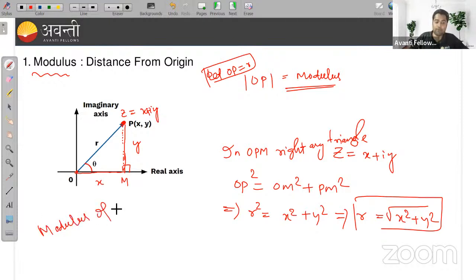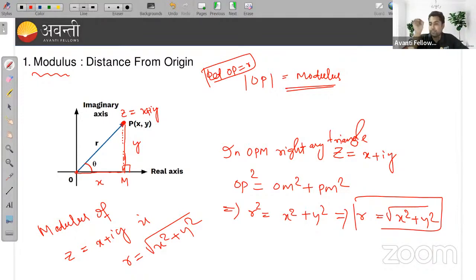Hence we can say the modulus of complex number z, which is x plus iy, that is the length OP, r, is equal to under root of x square plus y square. Remember, if the complex number is x plus iy, then the modulus of that complex number is under root of x square plus y square. Is it clear to everyone?